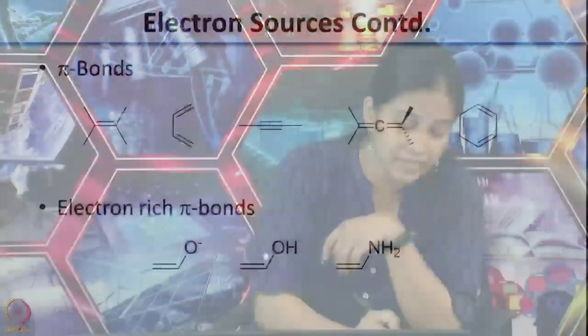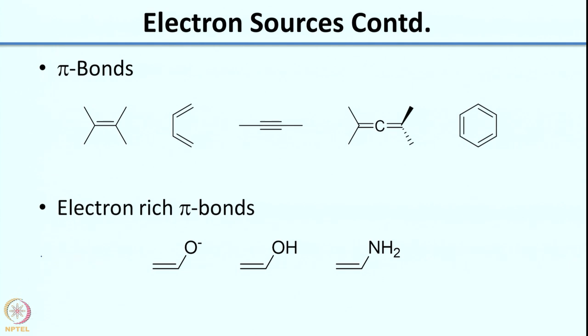Other electron sources are those that involve pi bonds. So your pi bonds are sources of electrons, and typically when you write mechanisms involving pi bonds where it's a source, the arrow would be originating from the pi bond. Also, if you have a triple bond, that can also act as a source. Allenes, where you have a carbon center with two double bonds on either side, could be a source.